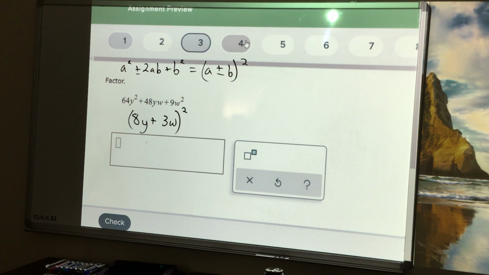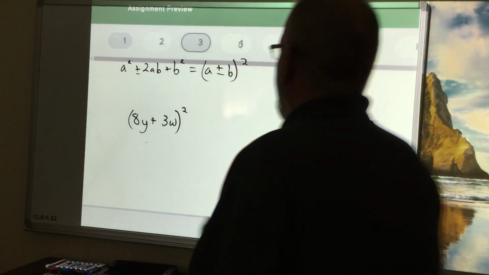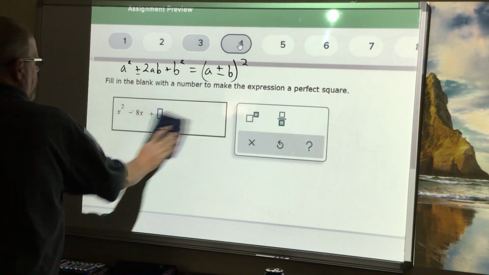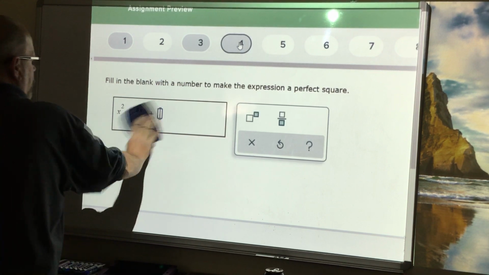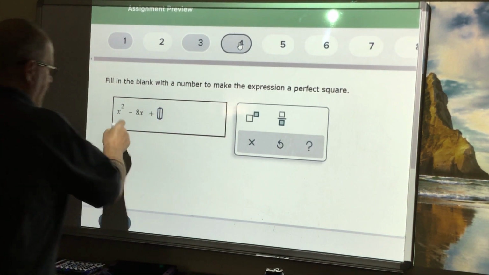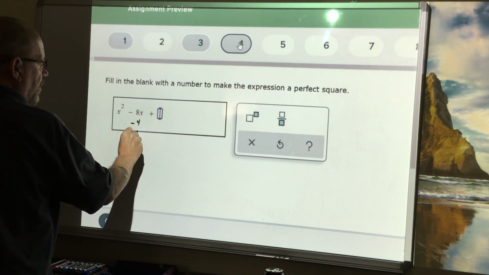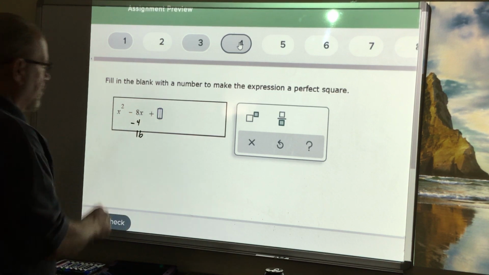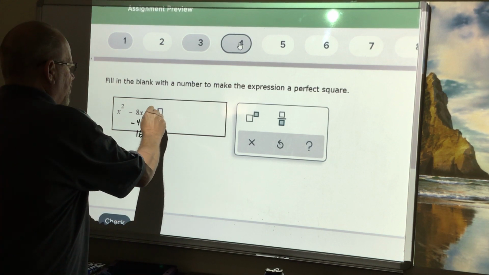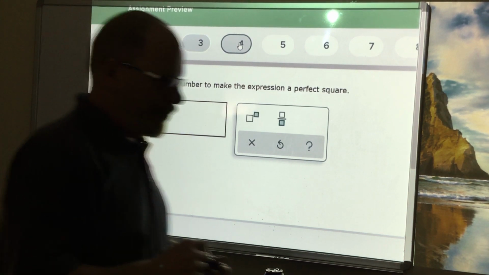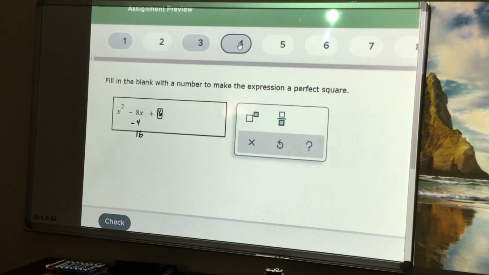Number 4. Different kind. Half of this squared. That's what goes there, 16. So plus 16. Remember, if you need a little bit more time with these, go back to yesterday's video.